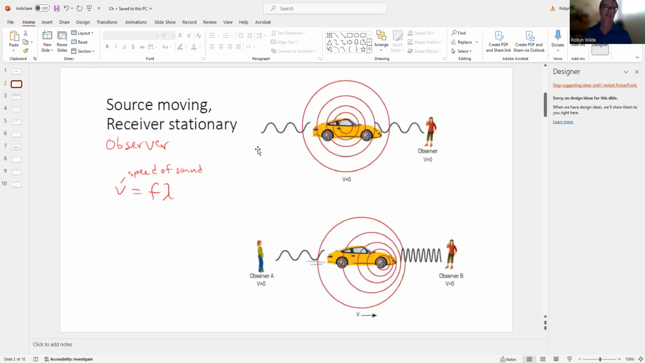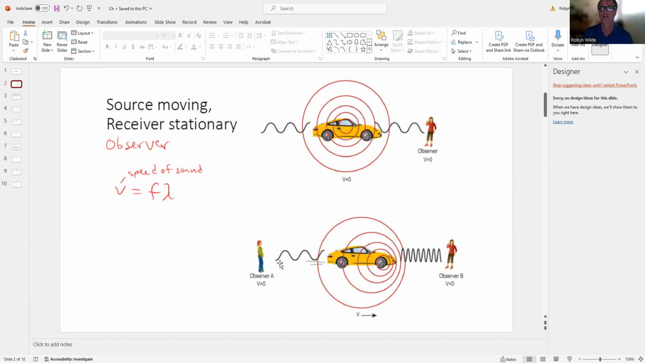The first one is the source is moving, but the receiver is stationary. So let's assume in this situation that the source, which is the car here, is going to move toward the observer. And the observer could be either behind the car or in front of the car. Now, I said that you'll hear a higher frequency if you're in front of the car because the car source of sound is moving toward you, and a lower one behind.